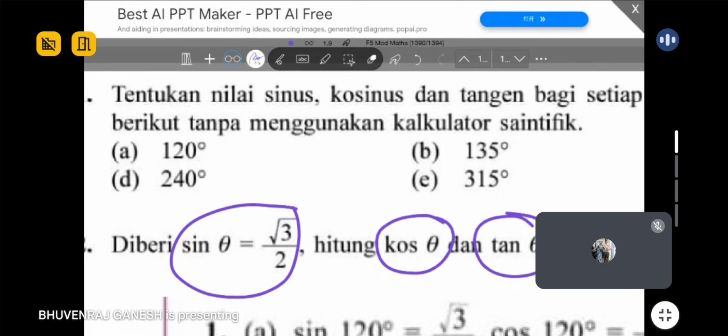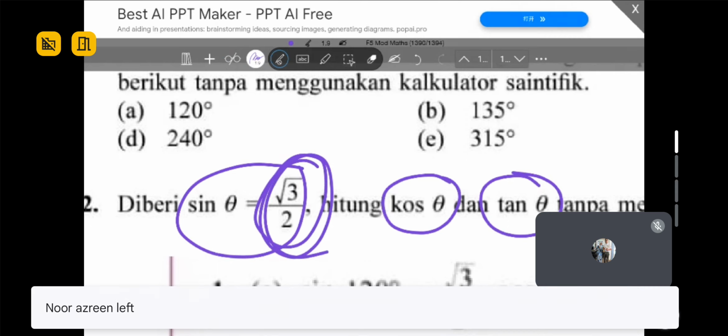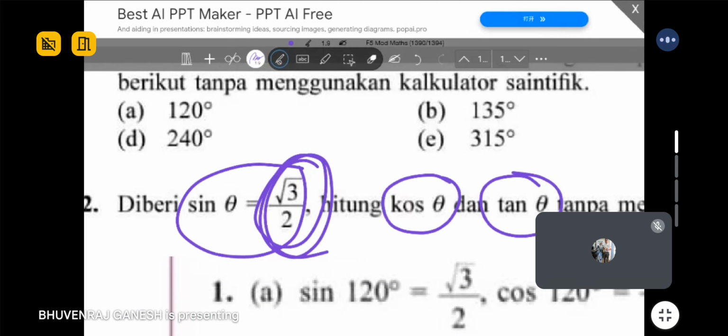Anyone? Macam mana boleh dapat cos theta? Okay, so if you guys notice something. Kalau kamu peka lah, guys, how do I actually get this value? Can anyone tell me? Macam mana saya dapat nilai ni? Dari apa bentuk dia? What shape?